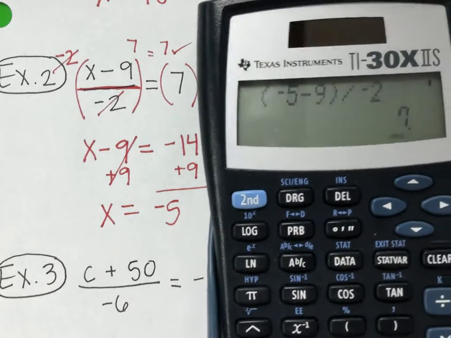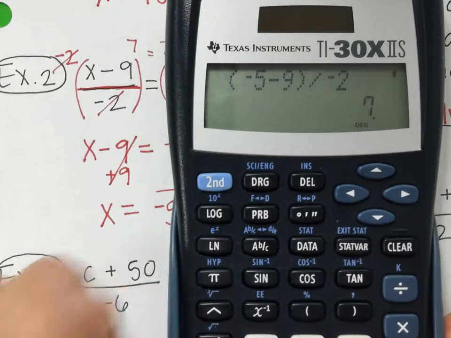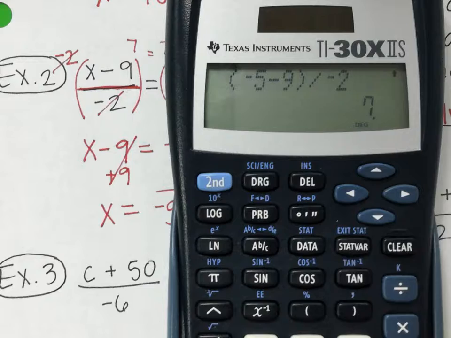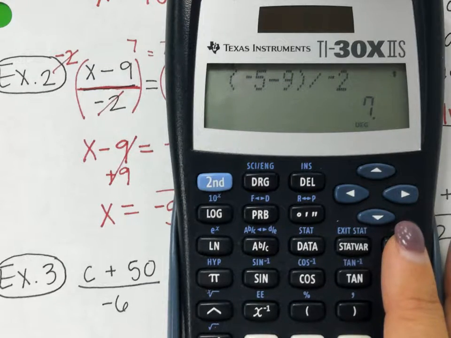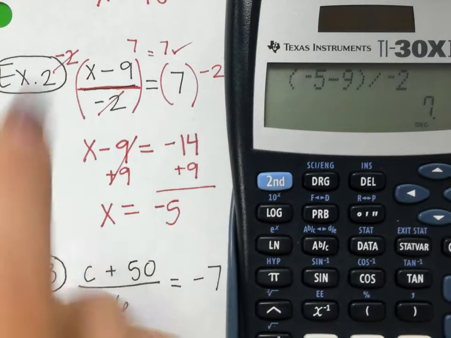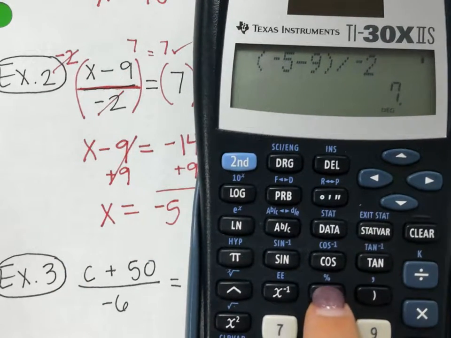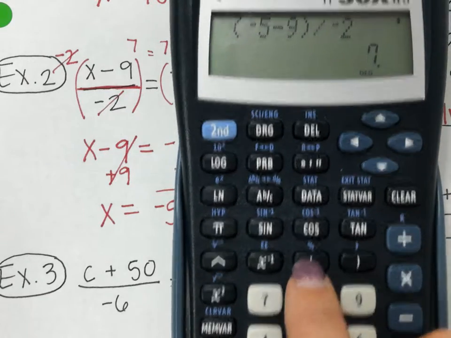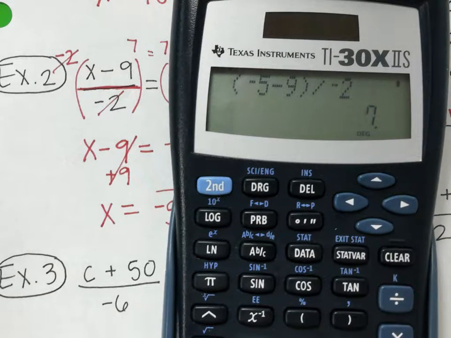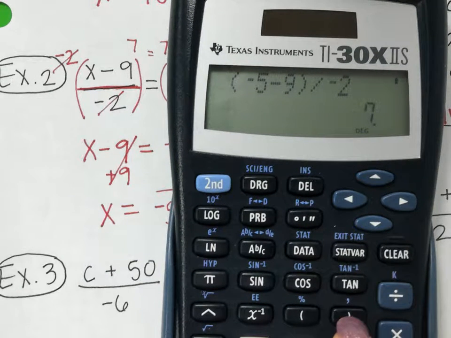How do you type it in? Right here. So you've got a parenthesis, negative 5. Wait, how did you write it? Did you just write the answer? Yeah, I wrote just 7 equals 7. Check. So Jacory, you're right. You're punching in your parentheses. It's right here. Parentheses, negative 5 minus 9, and then close that parenthesis, and then divide by negative 2.